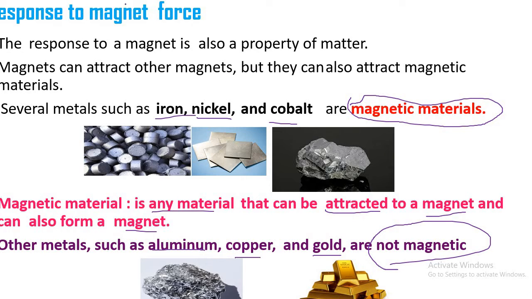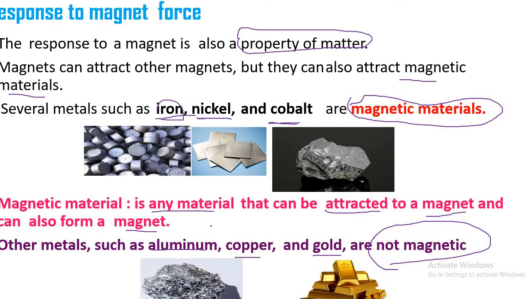So again, response to magnet force. Response to a magnet is also a property of matter, a physical property. I can observe it. Magnets can attract other magnets, but they can also attract a magnetic material. Some materials are called magnetic materials, like iron, nickel, cobalt. All of these are called magnetic materials because they are attracted by a magnet.